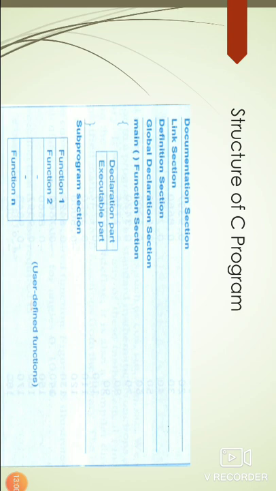Next one is the structure of a C program. So this is the structure of a C program. In the structure, first we have the documentation section, after that the link section, then the definition section, after that the global declaration section, and after that the main function, with opening curly brace and ending curly brace. In between we have the declaration part and executable part.